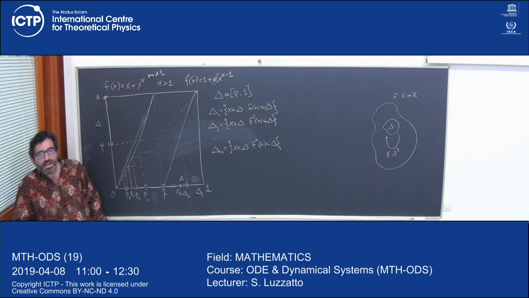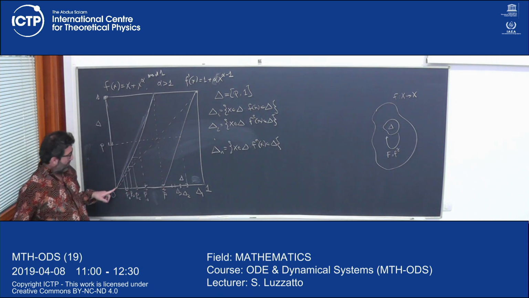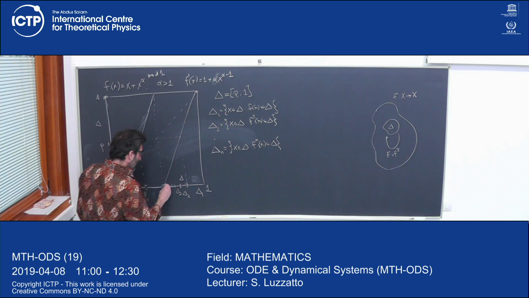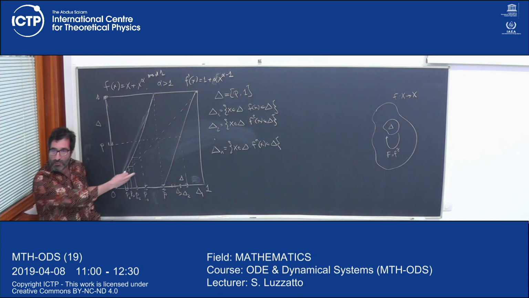So the union of these delta n's, what is the union of these delta n's? It is almost all of delta. The only thing that's missing is the endpoint here, p. Okay? Because the endpoint here maps to 0. And 0 never comes back into delta. And in fact, neither do all these endpoints, right? So there is a little bit of a delicate issue with the endpoints. But we don't care. These endpoints are just a countable set of points that we understand very well. It's not going to make any difference in terms of the structure.